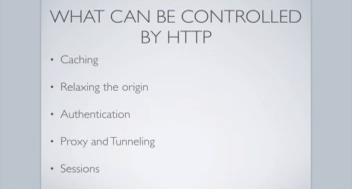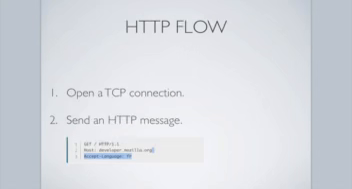Okay, so talking a little bit about HTTP flow. Basically, when a client wants to communicate with a server, either the final server or an intermediate proxy, it's going to perform the following steps. First, you're going to have to open a TCP connection. Second, you're going to have to send an HTTP message. And there's just a quick example of one of those sent HTTP messages.